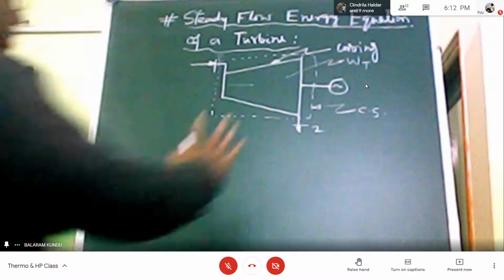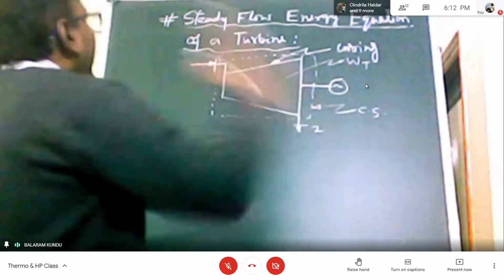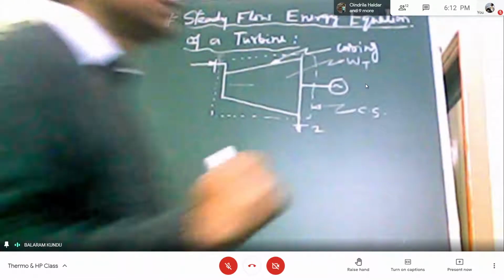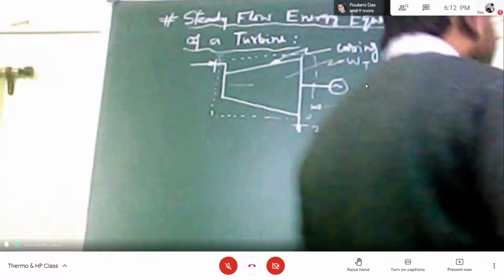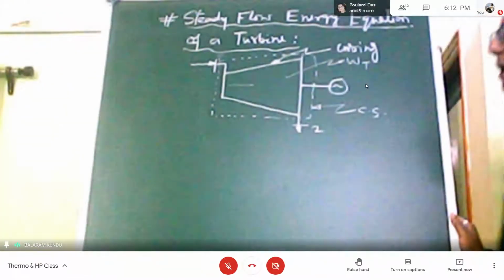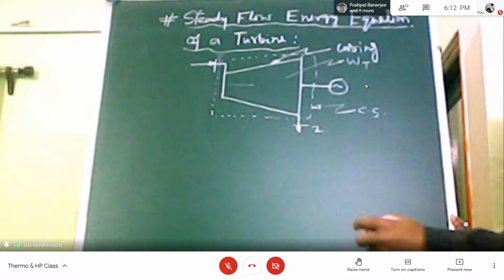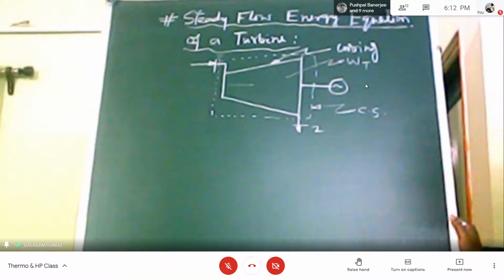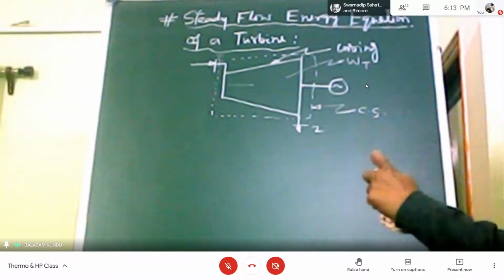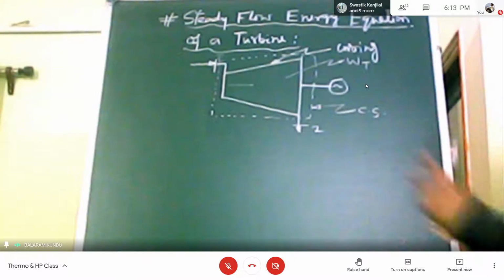And then I want to write the steady flow energy equation. Obviously we should consider the first law of thermodynamics: energy entering the control volume should be equal to energy leaving the control volume. That energy balance will be considered here to establish the steady flow energy equation of the turbine.